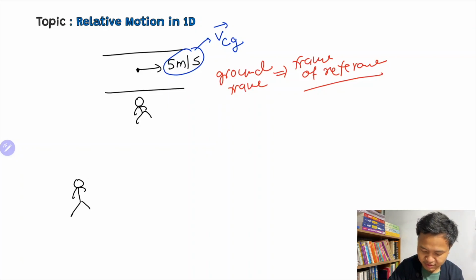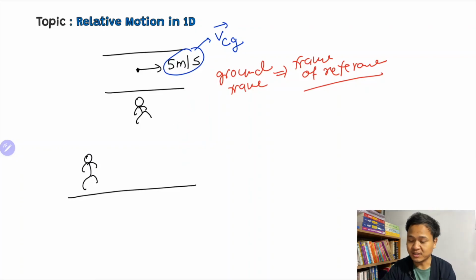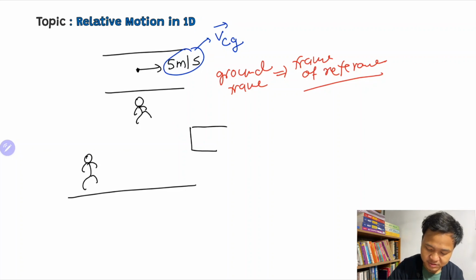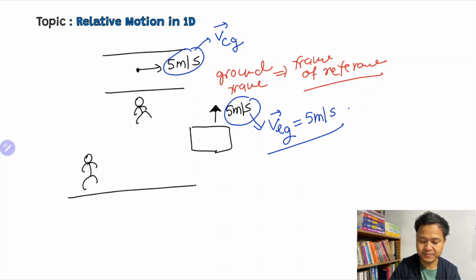You are staying on the ground and then you're looking at the lift in a building. Suppose the lift is moving up. Okay, so here with respect to you, let's say it is moving with 5 meters per second. So this is the velocity of lift with respect to the ground. So here the velocity of lift with respect to the ground is 5 meters per second. Okay, so first frame of reference, so ground frame.